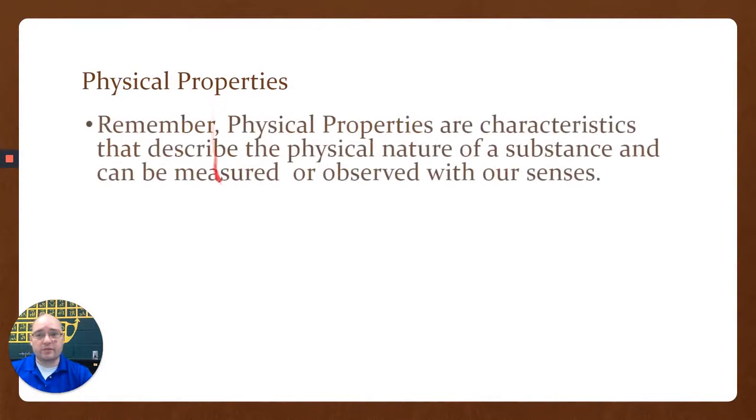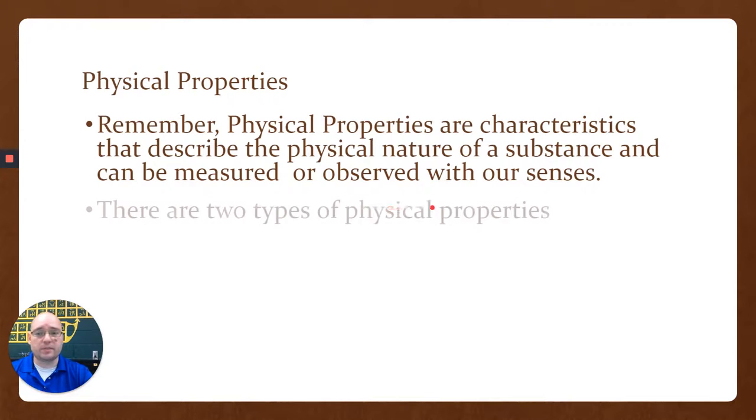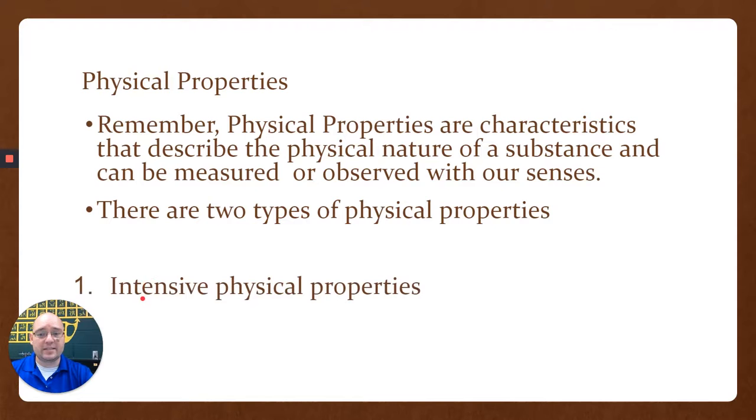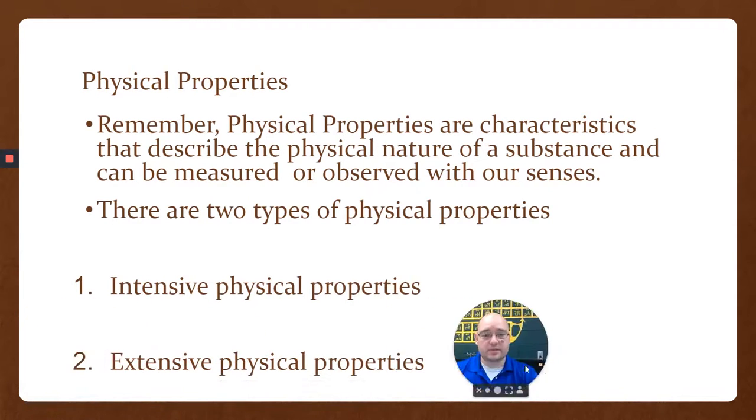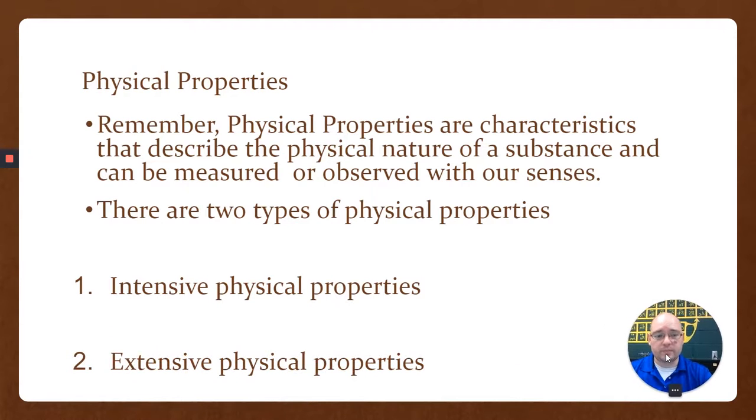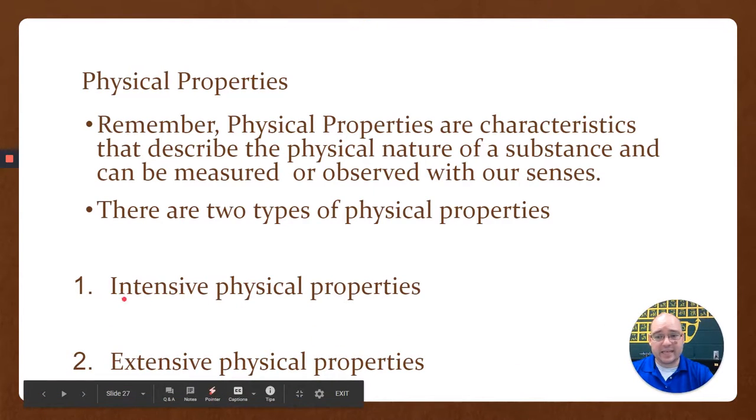So again, review. Physical properties are characteristics that describe the physical nature of a substance, and they can be measured or observed with our senses. We can measure them using tools, or just observe them, like looking at something and seeing its color. So there are two types of physical properties: intensive physical properties and extensive physical properties. Intensive, in, and extensive, X. That'll be a helpful way to remember the definitions.